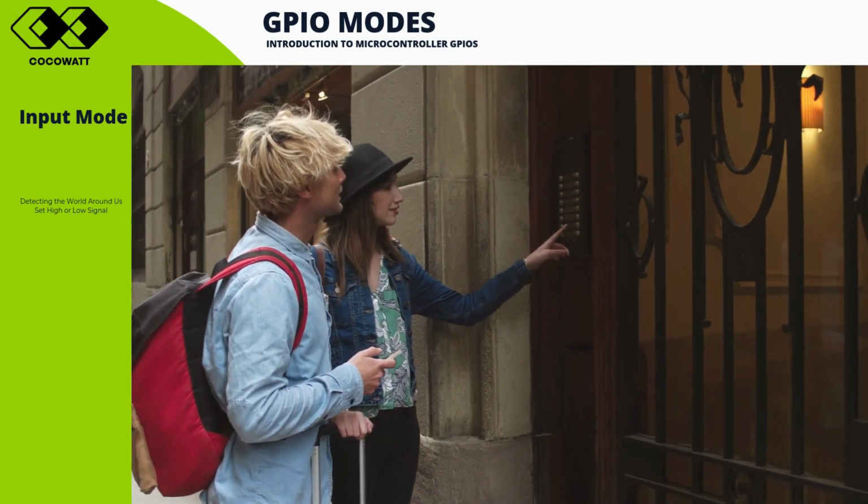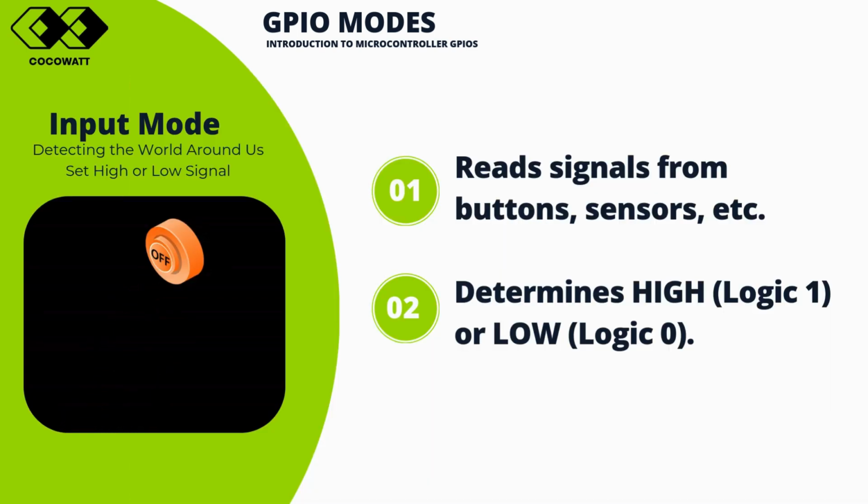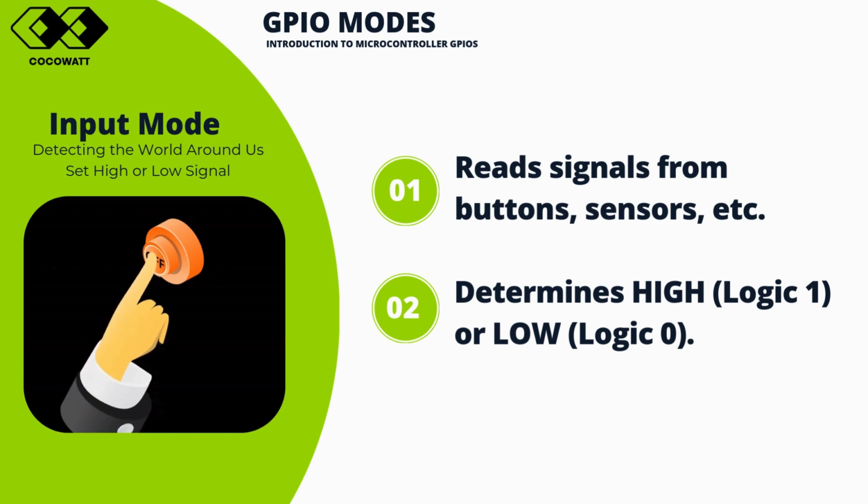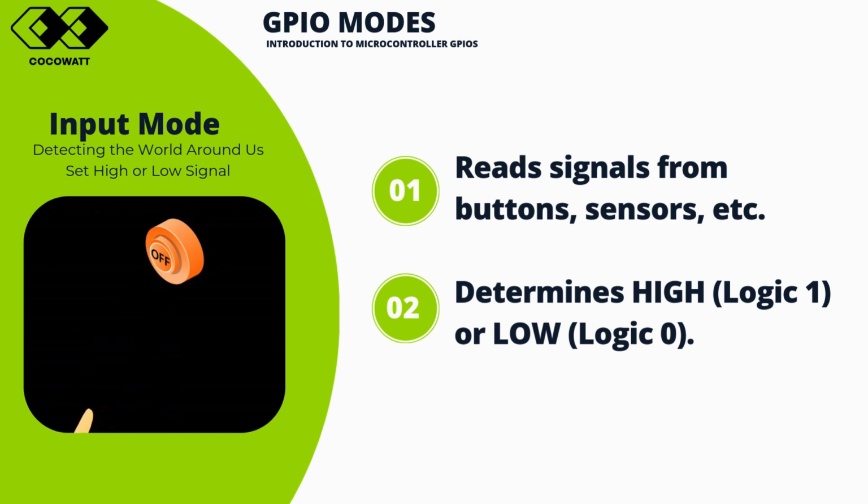Logic 1. Think of this as a yes or on signal. For example, when the doorbell button is not pressed, the GPIO reads high. Logic low. This is like a no or off signal. When the button is pressed, the GPIO reads low.